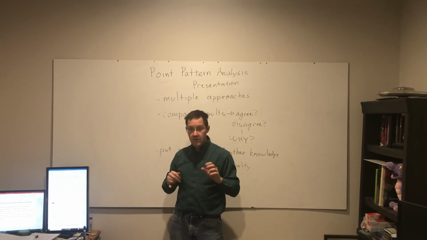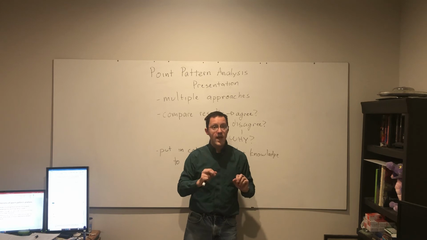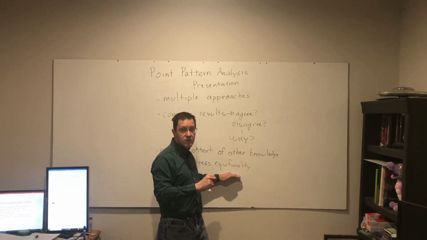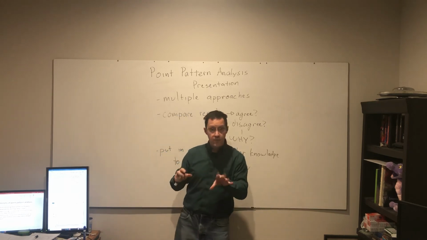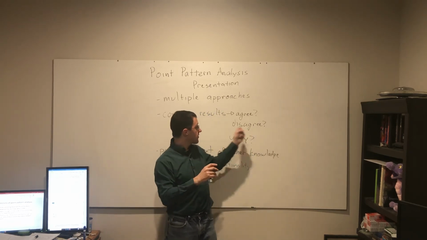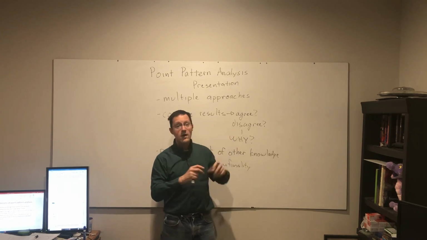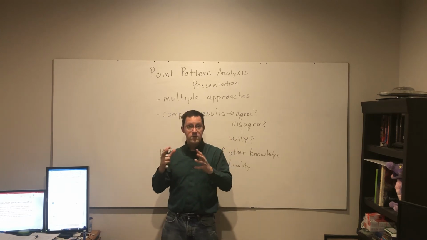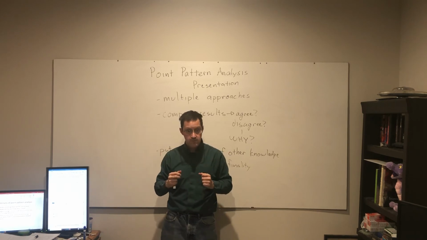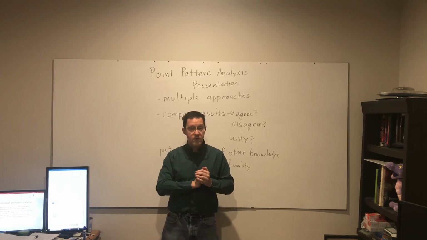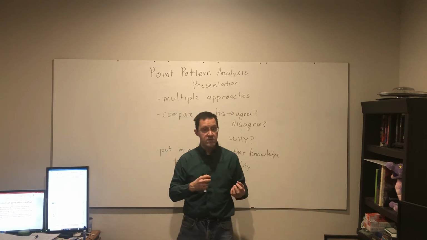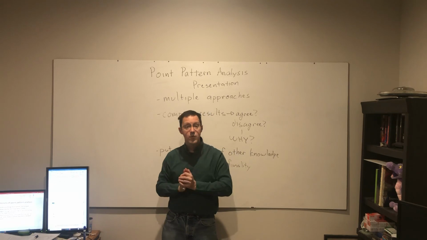So those are some of the ideas I'll be looking at. As I said, I'm not going to assume you have any background knowledge in the examples I choose for the point pattern lab. But for the most part, especially: do they agree? Do they disagree? Why might they disagree? What does that tell you? Those are things I'll be looking for as I evaluate the writing portion of the point pattern lab.